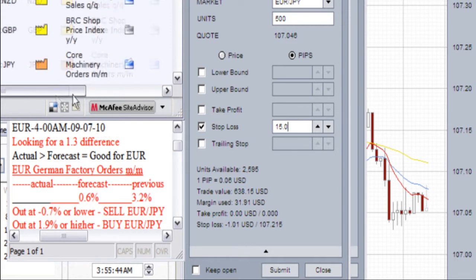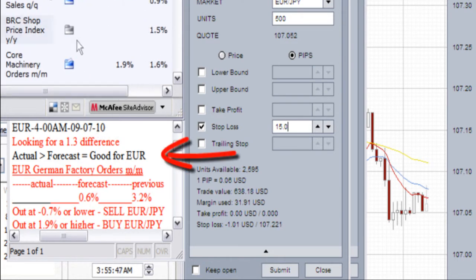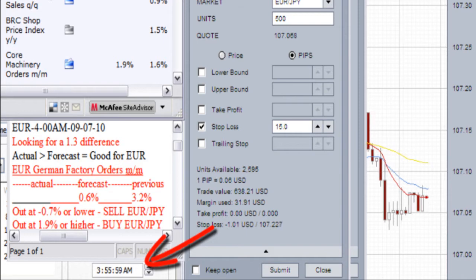Next is my plan in case there is a surprise to the market. The plan tells me which action to take if the actual report is different from the forecast. Down here is my time. Here are my trigger points.